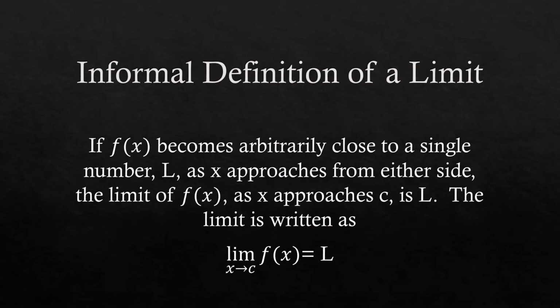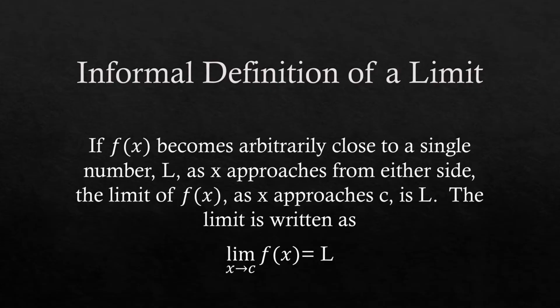This is the informal definition of a limit. This is found at the top of page 8 in your notes. If you don't want to have to write all this down, it's already there for you. Basically, what a limit says is, if you have the y value f of x, as x gets closer and closer to some number, and that y value gets closer and closer to a number from both the left side and the right side, then the limit exists.